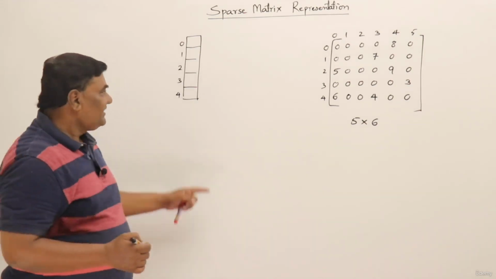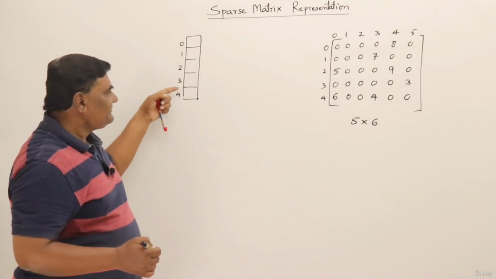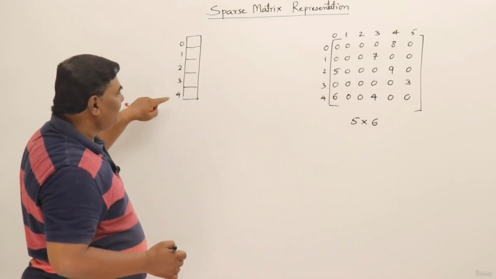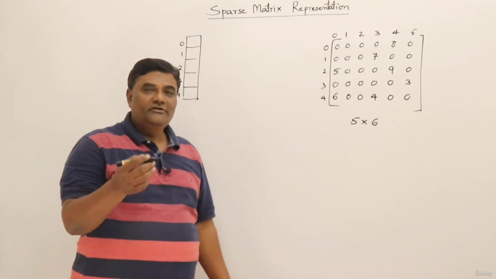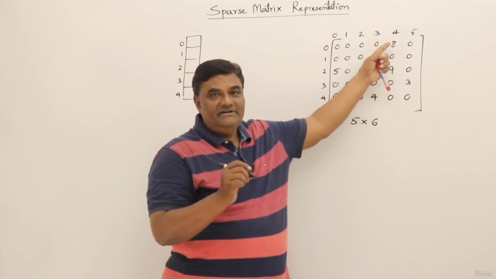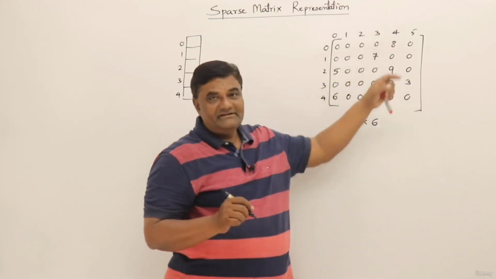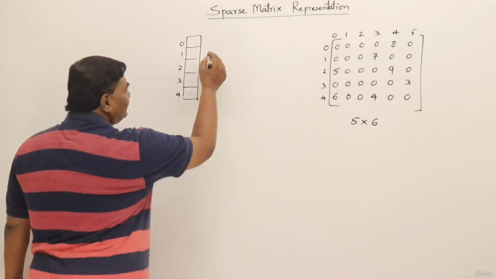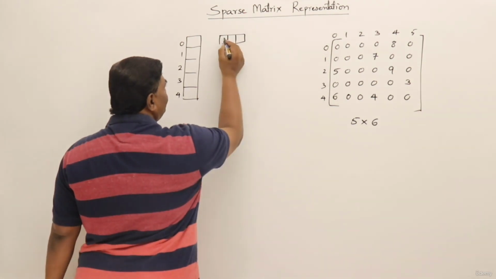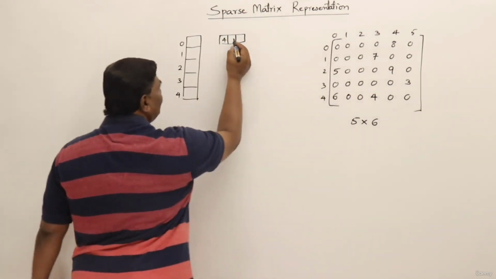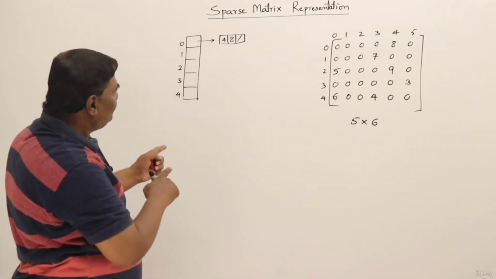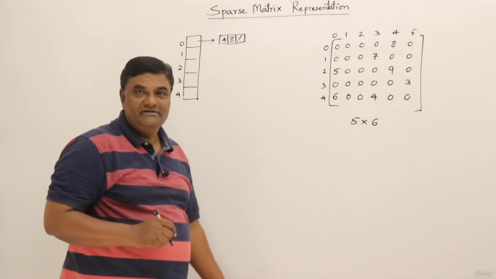For representation, I have taken an array of size 5. This array is representing rows. There are 5 rows, so the indices in the array represent row number. Now for representing a non-zero element, like 8, I need to know the column number and the element itself. So column number is 4 and the element is 8. I will represent it as a node: fourth column, element is 8, and next is null. So this is a node containing column number and the non-zero element.